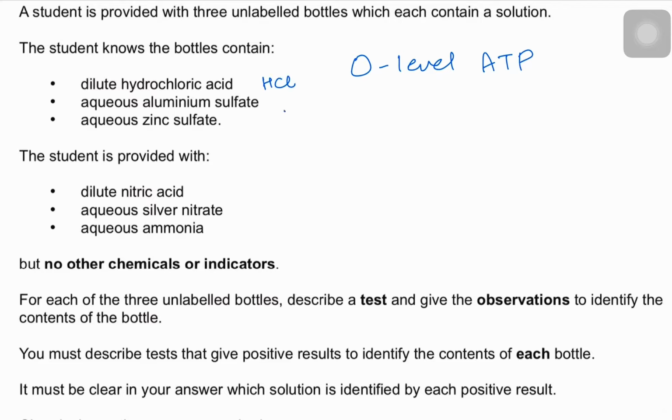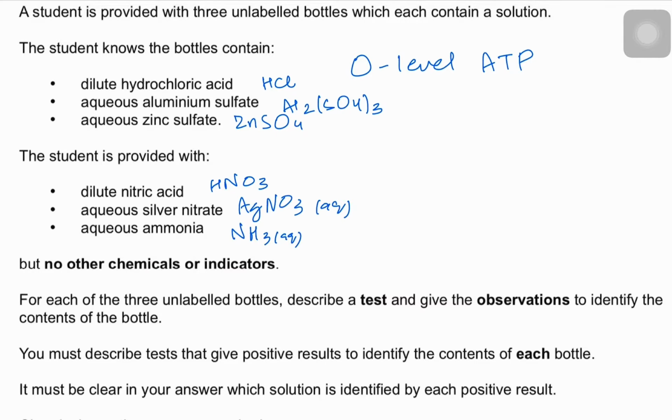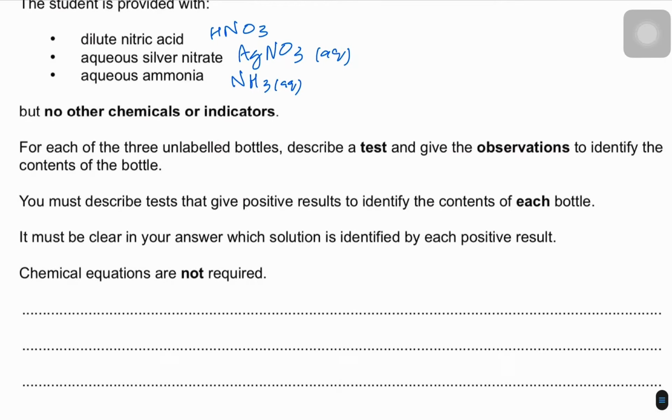So hydrochloric acid, aluminium sulfate has this chemical formula, and zinc sulfate. The student is provided with dilute nitric acid, aqueous silver nitrate, and aqueous ammonia, but no other chemicals or indicators. For each of the three unlabeled bottles, describe a test and give the observations to identify the contents of the bottle. You must describe tests that give positive results to identify the contents of each bottle.